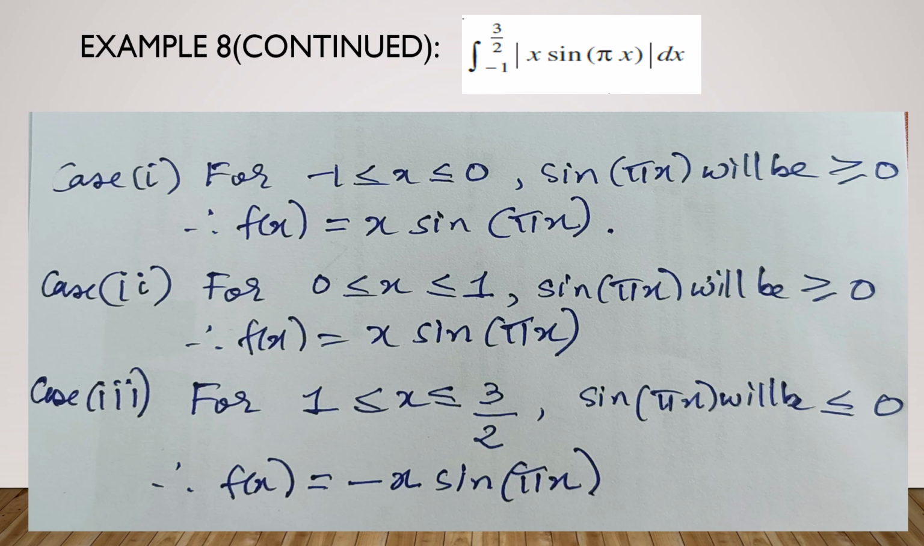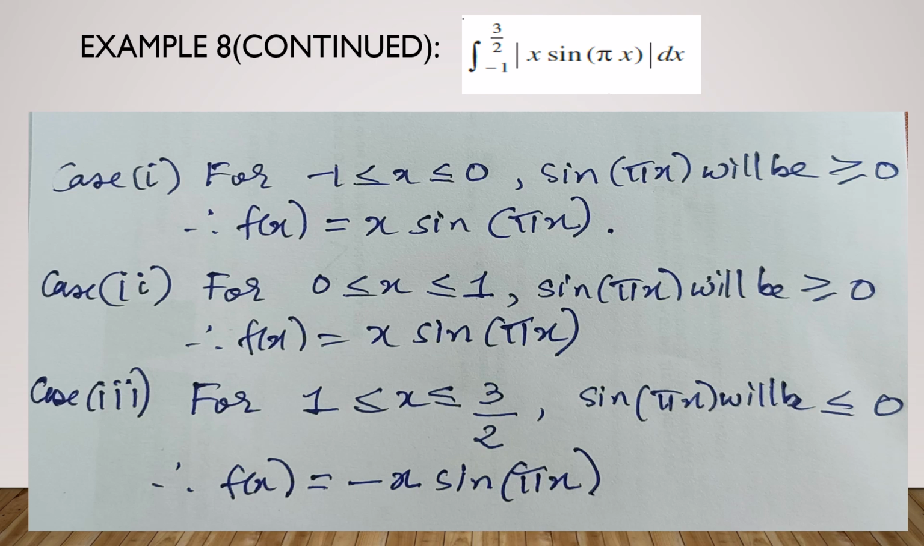Second case, we cannot directly take 0 to 3 by 2. The reason is because sine is a cyclic type of function, so it will behave differently between 0 and 1, and the next case will be 1 and 3 by 2. So between 0 and 1, sine pi x will again be positive, first and second quadrant.